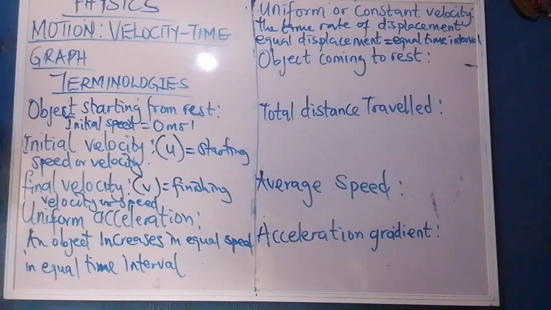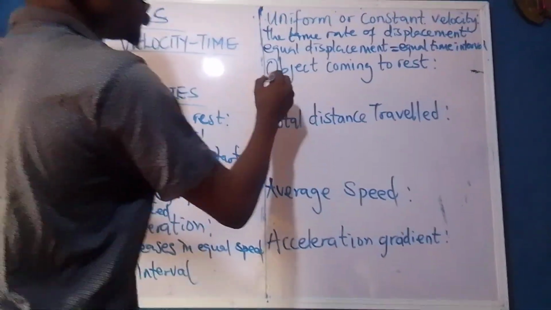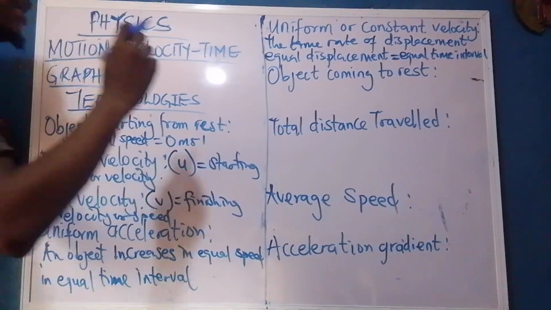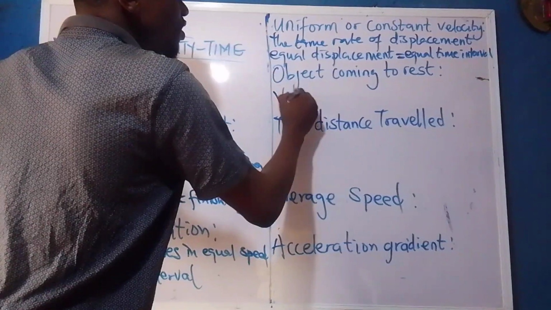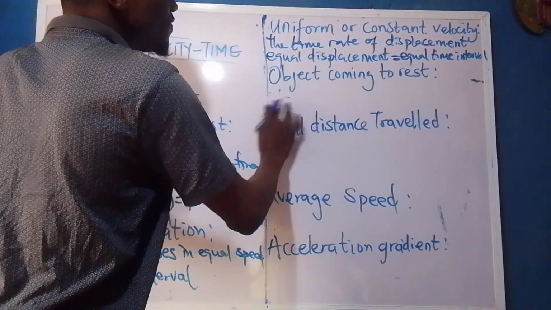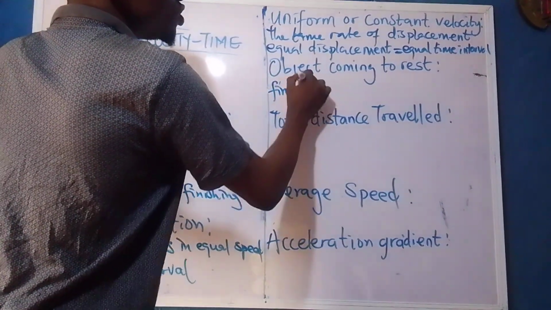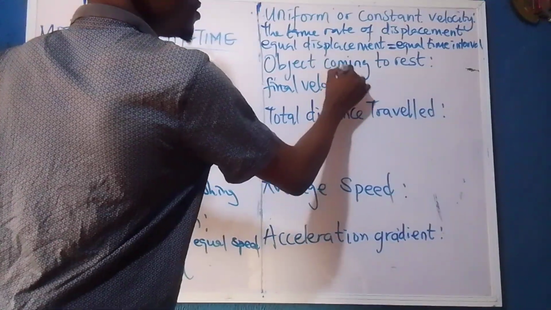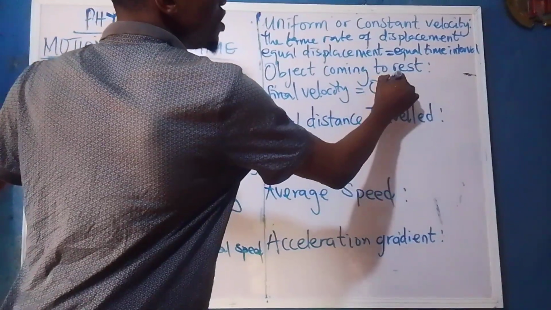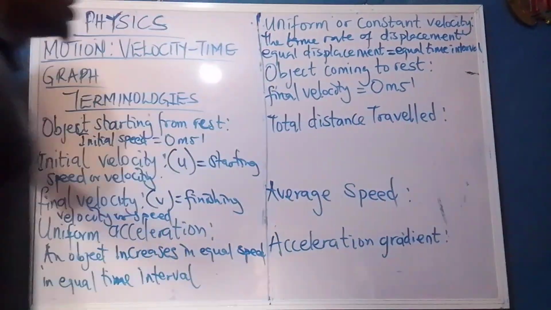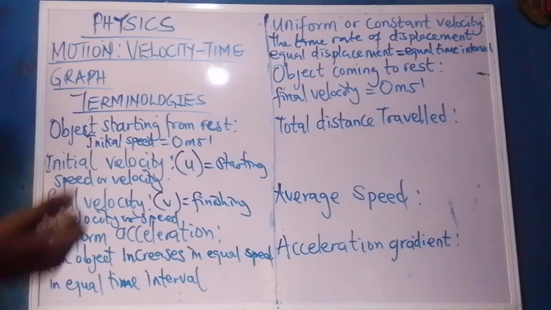Now the next one is object coming to rest. When an object is coming to rest, in this idea, your v is equal to 0. That is, your final velocity is equal to 0 meter per second. That's what they mean by object coming to rest.